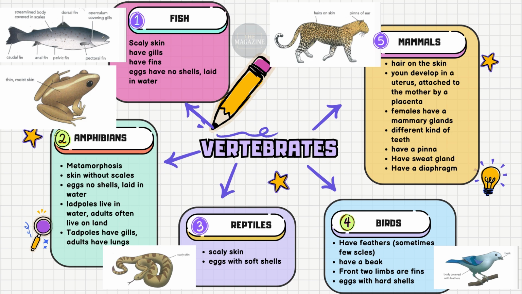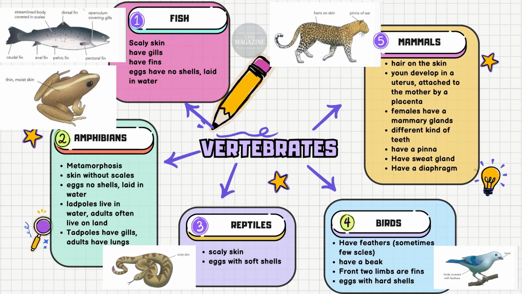Reptiles, the most common example is the snake. Their skin is scaly, and they lay eggs on the land, which are without shells. So these things are very easy.